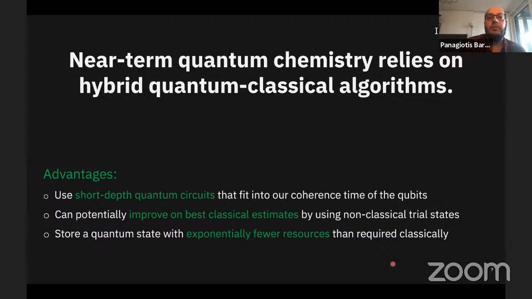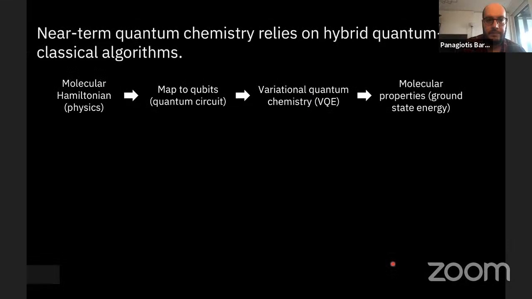How does a hybrid quantum classical algorithm work? Let's think of the case of quantum chemistry, which is one of the applications that really have flourished in the field. The first thing you need to do is define the molecular Hamiltonian. This comes from the physics. It can either be an electronic structure Hamiltonian or a model Hamiltonian from quantum physics. And then you need to somehow map this Hamiltonian to qubits. There are multiple transformations that I'm going to talk about soon.